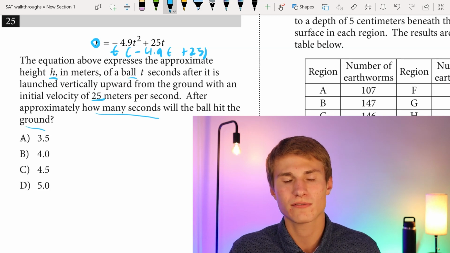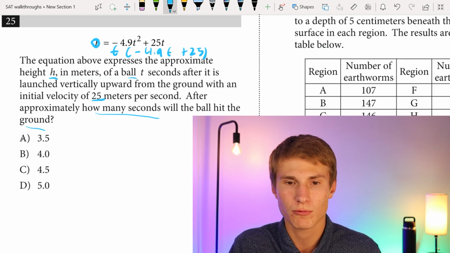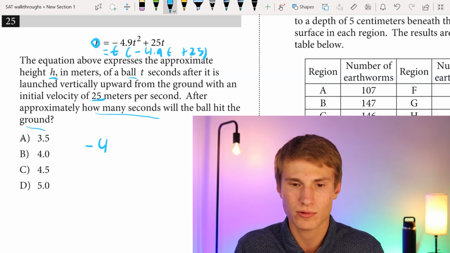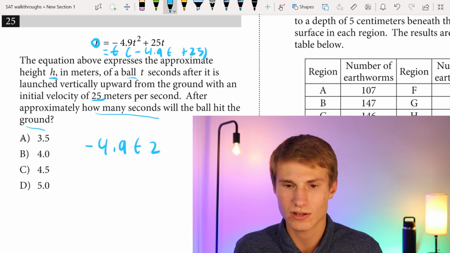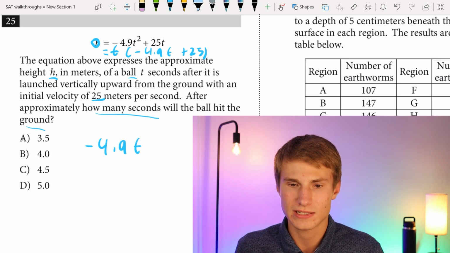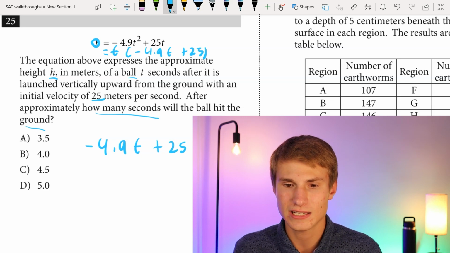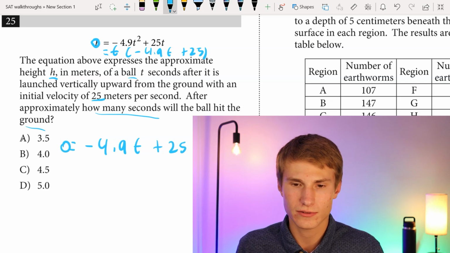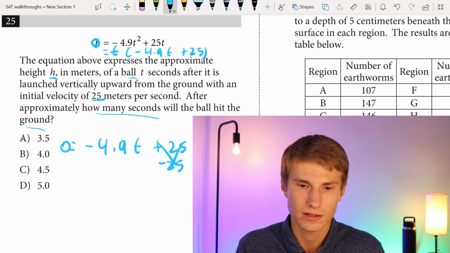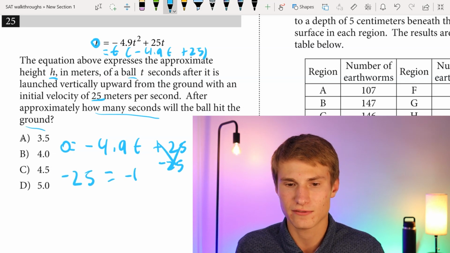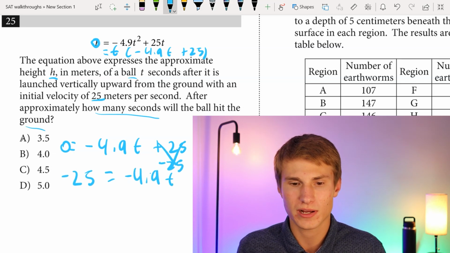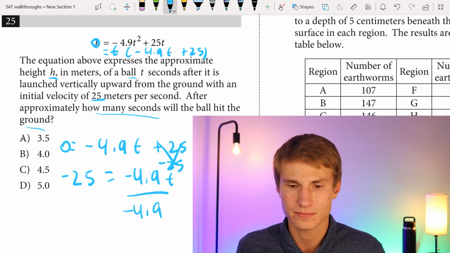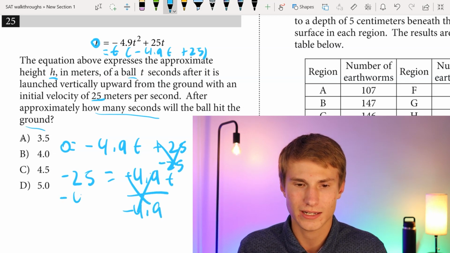Now keep in mind, we're looking for a point in time after 0. So what we can do then is take that negative 4.9 t plus 25 and set it equal to 0. And now all we've got to do is solve for t. So we're going to go ahead and subtract 25 from each side, and we're going to get negative 25 is equal to negative 4.9 t. Now from there, all we got to do is divide each side by negative 4.9.